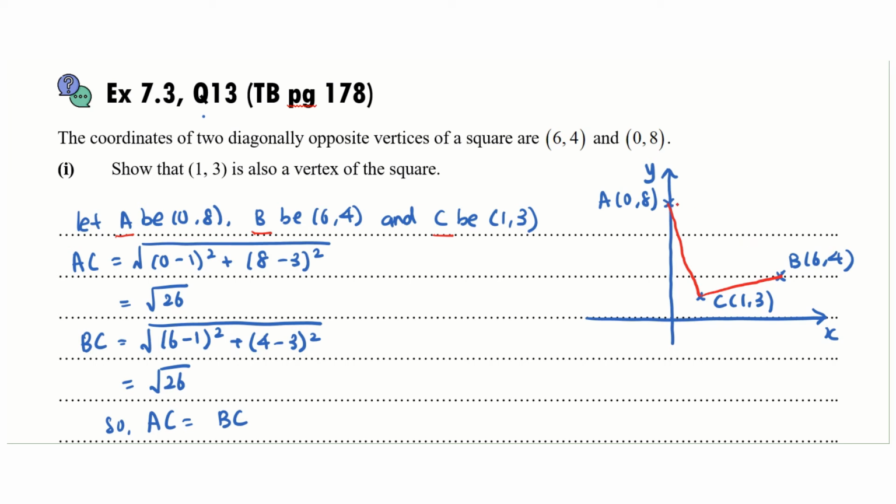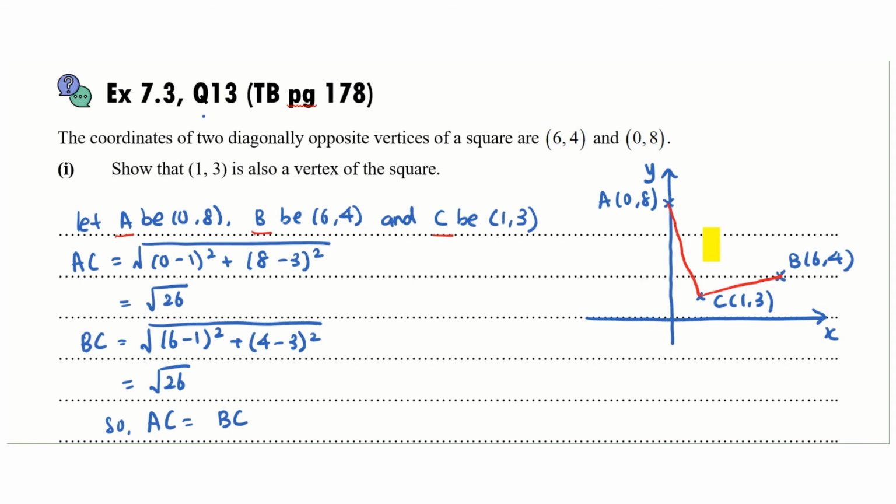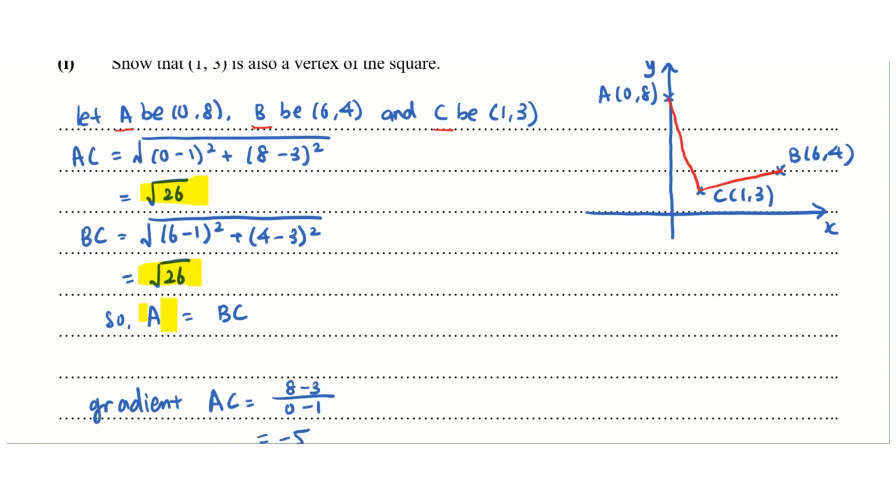Why should I not look for the length of AB and compare it to BC instead? Because the question has mentioned that A and B are diagonally opposite vertices, so they are opposite one another. I'm sorry about the lag again. That's why I have to choose AC and BC. Using the length formula, I arrive at AC equals square root 26, and BC is also the same value. So I can conclude that there are two sides that are equal to each other.